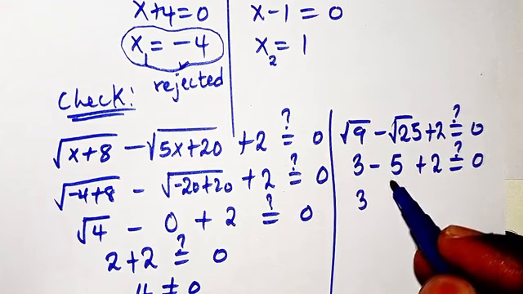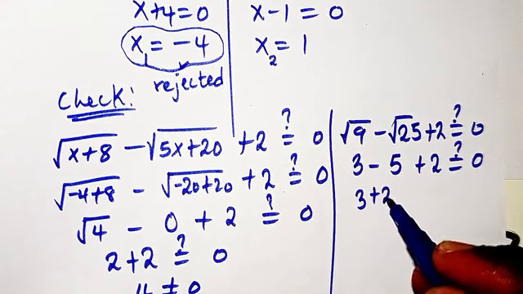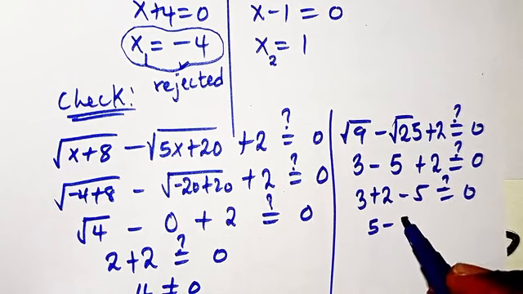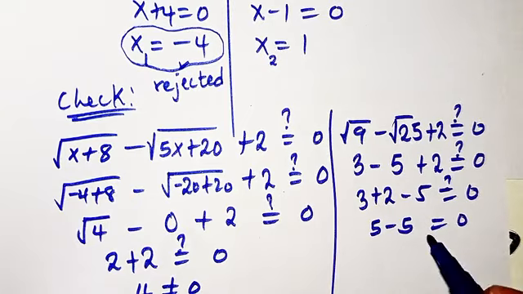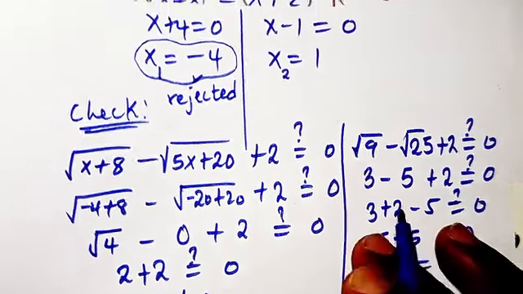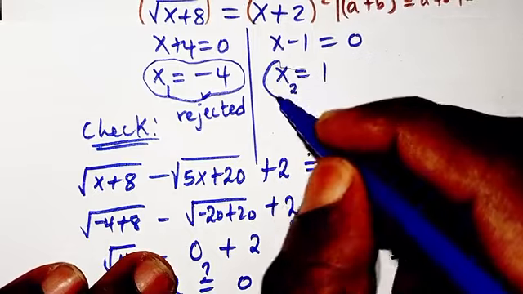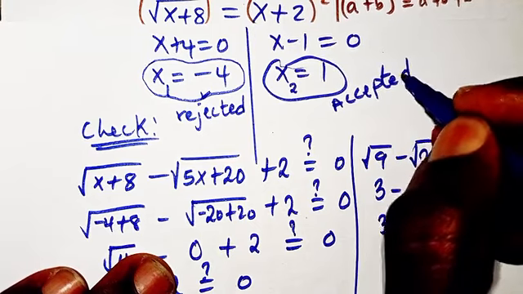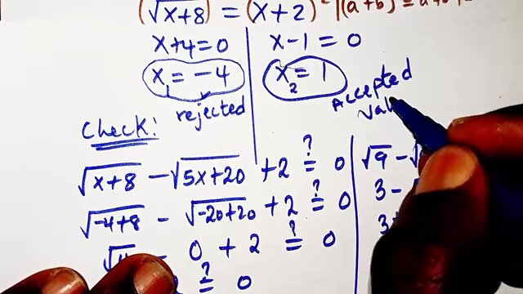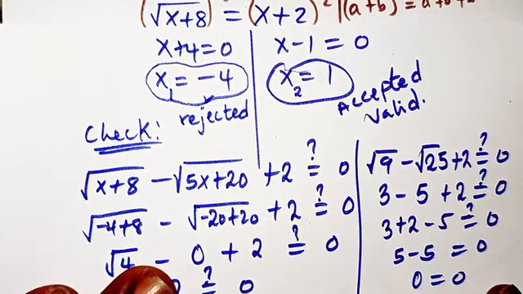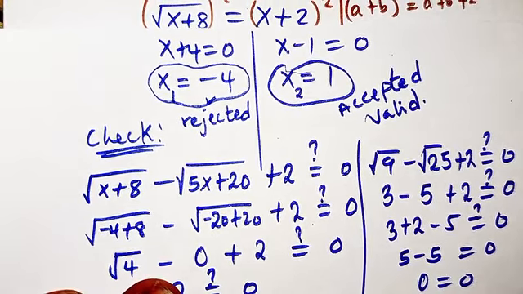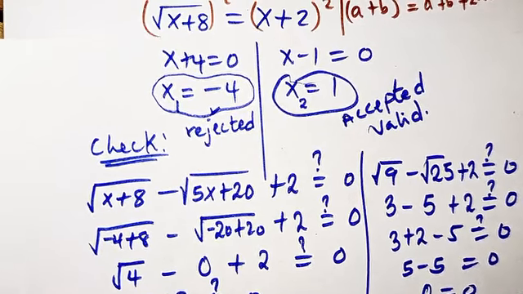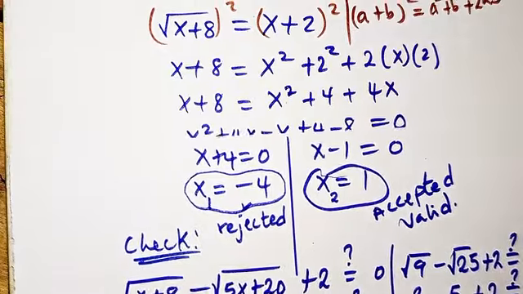So 3 minus 5, that is 3 plus 2 minus 5. Is it going to give us 0? So 3 plus 2 is 5 minus 5. So we can see that 5 minus 5 is 0, equal to 0. So therefore this one here is accepted, or we call it a valid solution, right? So x equals 1 is the accepted, or we say a valid solution to the problem we are given.